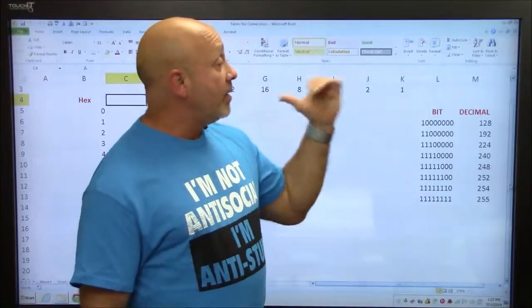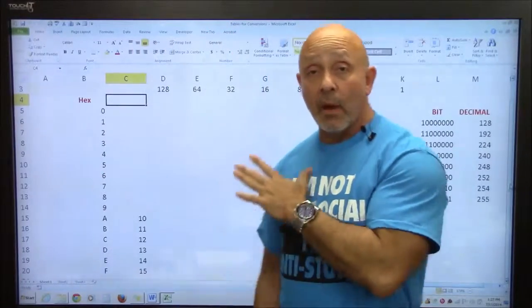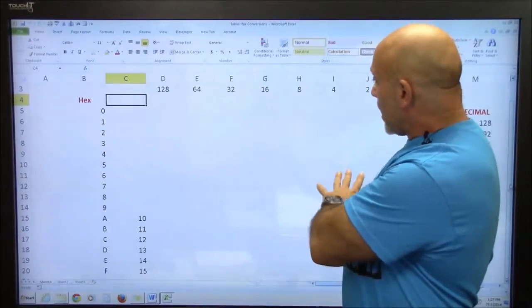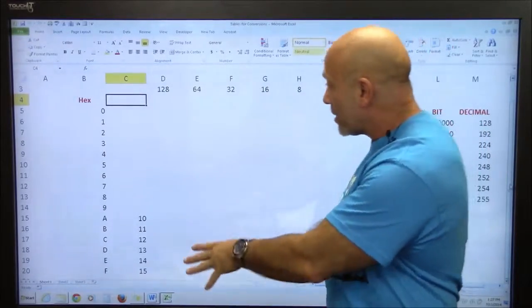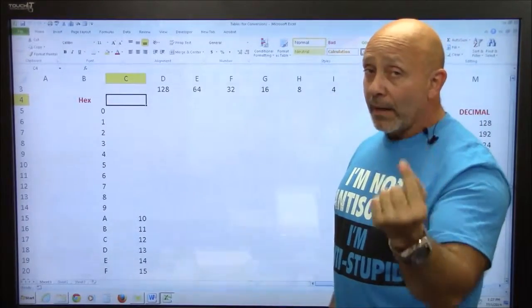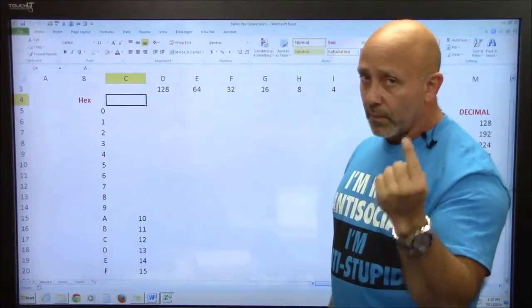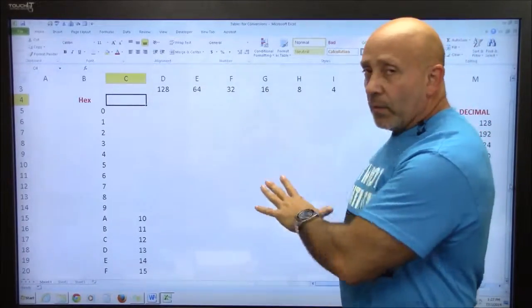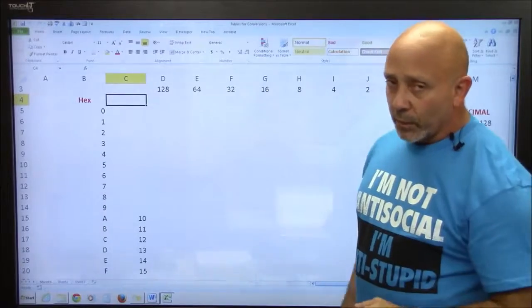So anyway, these are the tables that we use when we convert from hex to decimal, from decimal to hex, from binary. And always remember, binary is always your middle ground. Always your middle ground. These are our tables. Next video, we'll start the conversions. I'll see you then.